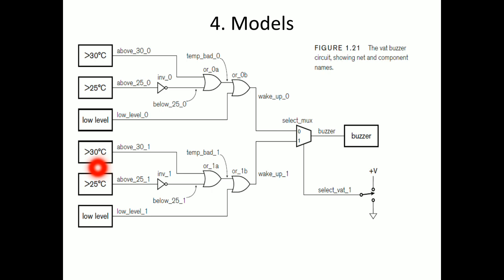This is coming from greater than 25 degrees centigrade, and the other input of the OR gate is coming from greater than 30 degrees centigrade. So it is named above_30_1.